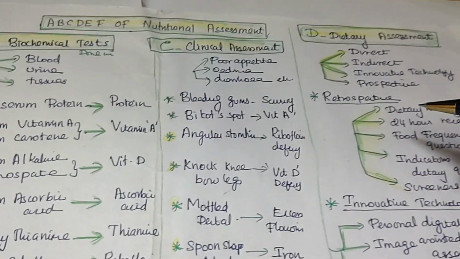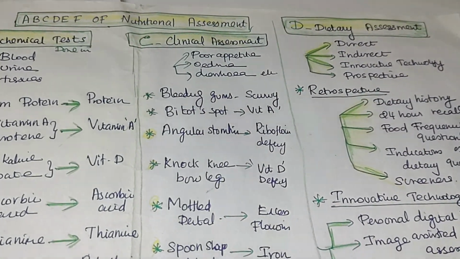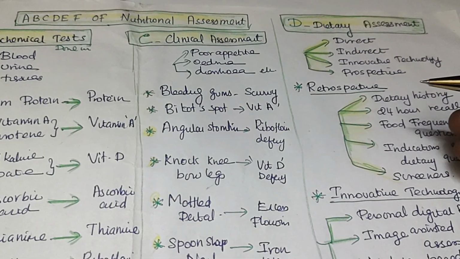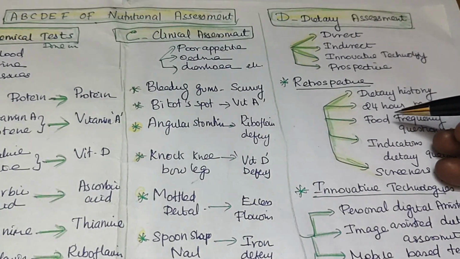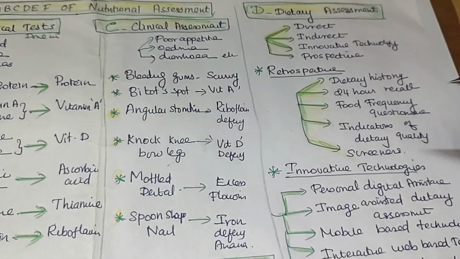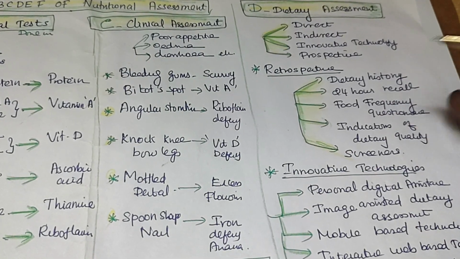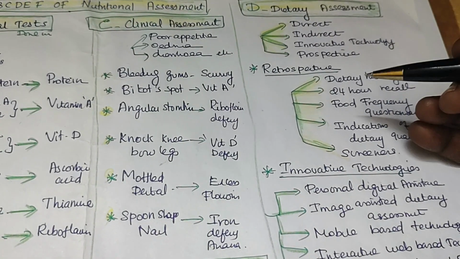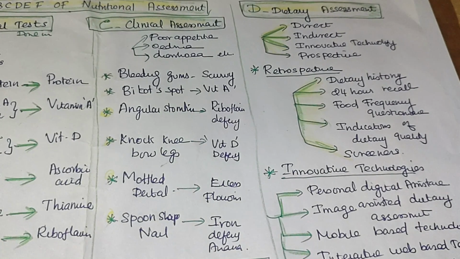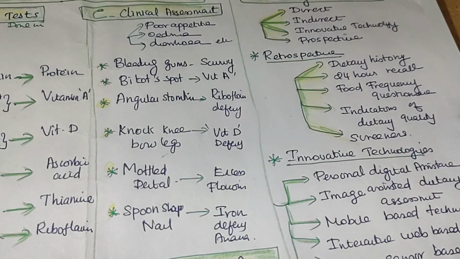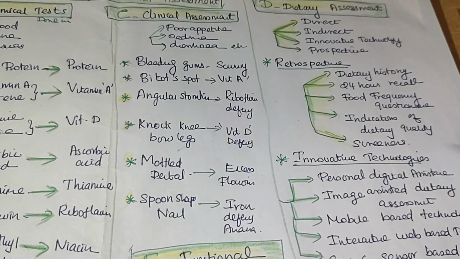Next, the dietary assessment is very important. Dietary assessment can be done as direct assessment, indirect assessment, innovative technologies and prospective technology. In direct assessment, you can directly ask the history, like what they have eaten in the 24-hour recall, from 6 o'clock to the next 6 o'clock. The food frequency questionnaire can be useful, to see what staple food they are using.